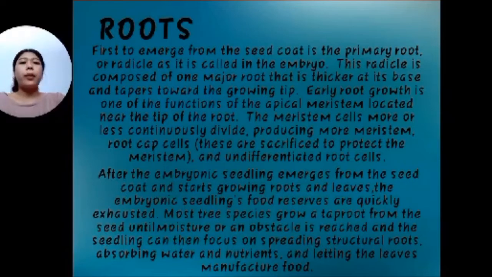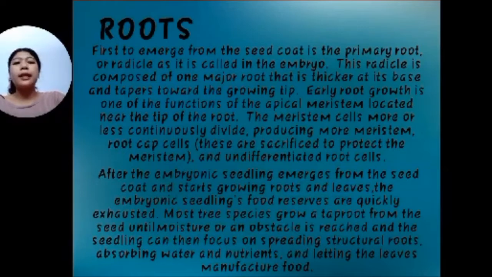Roots. First to emerge from the seed coat is the primary root, or radicle as it is called in the embryo. This radicle is composed of one major root that is thicker at its base and tapers towards the growing tip. Early root growth is one of the functions of the apical meristem located near the tip of the root. The meristem cells more or less continuously divide, producing more meristem and root cap cells. These are sacrificed to protect the meristem and undifferentiated root cells.